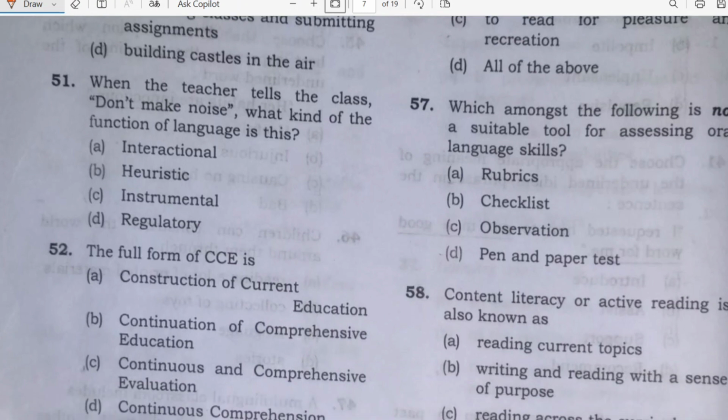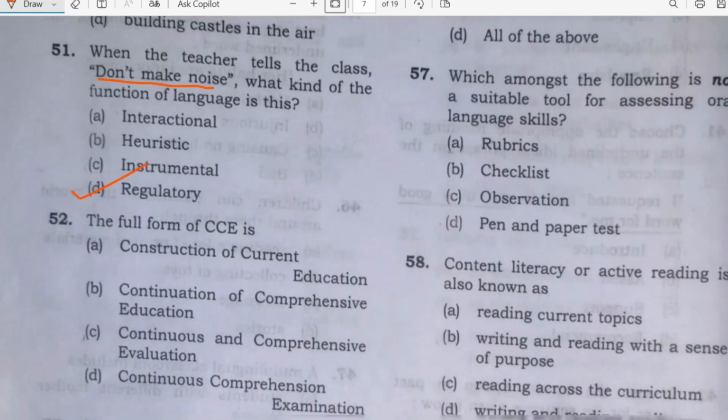Now question number 51, when the teacher tells the class don't make noise, what kind of function of language is this? Interactional, heuristic, instrumental or regulatory? Now you see, when a teacher comes and commands in the class, don't make noise, don't make noise, then what the teacher is doing, he is telling about the rules and regulations, right? Regulatory. So it's a regulatory function. All right, it's a regulatory function of language.